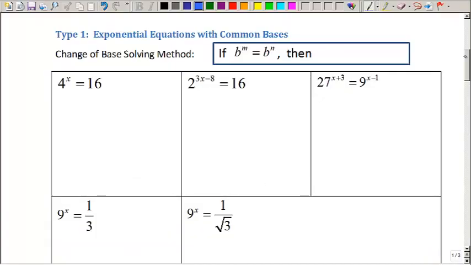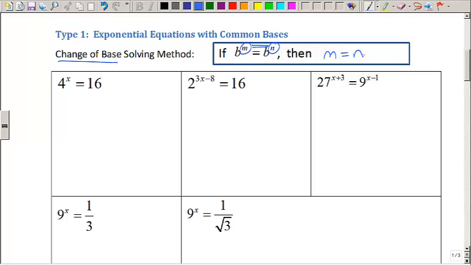So let's focus on type 1, solving exponential equations with common bases. We call this the change of base solving method because we're going to be changing the bases to be the same. The property we just talked about says if b to the m equals b to the n, the bases are the same, then the exponents must be equal to each other, so m equals n. And that's the property that we're going to be using.